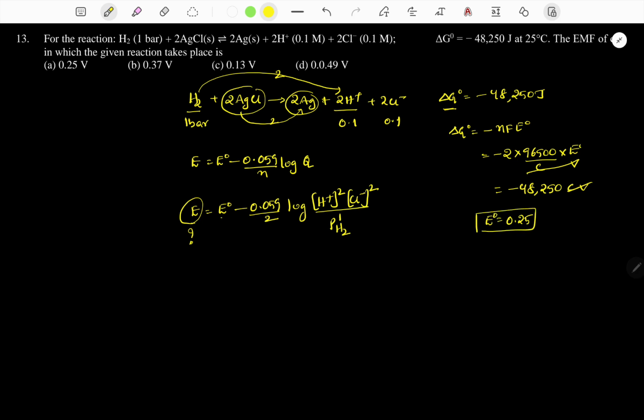Sorry, E naught value is 0.25. We know the E naught value, H plus concentration 0.1 molar, Cl minus concentration 0.1 molar, pressure of H2 1 atm. Therefore, we get the corresponding E value. So the E value is 0.368, which is 0.37 volt. Answer B. So this is a very simple question. Next, write the equation and see which values we need and which values are given in the question, and the answer will come.